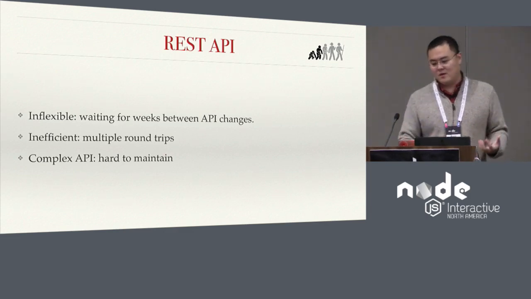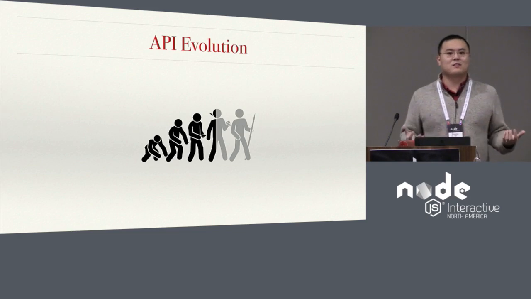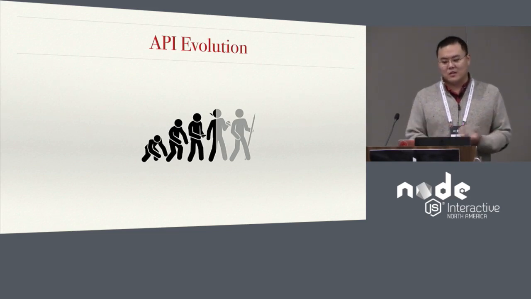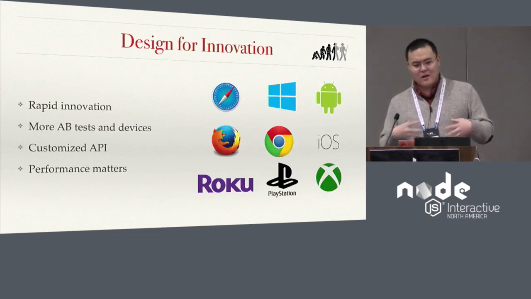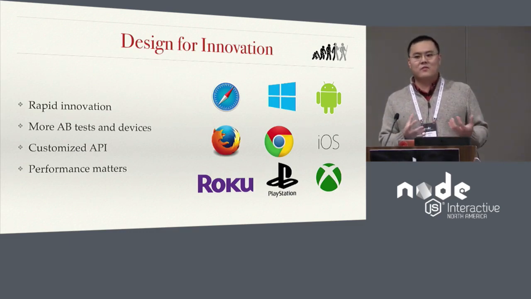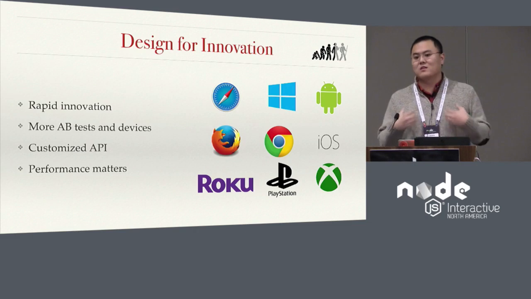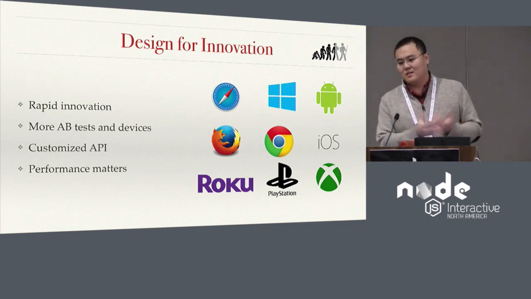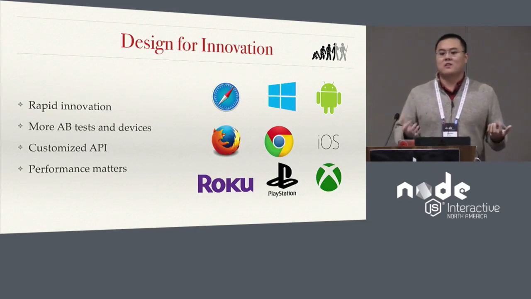So what do we do? What does the next step in our API evolution look like? Well, I thought I'd take a step back and talk about our ethos at Netflix, which is really to design for innovation. One of the places where we really differentiate ourselves, in addition to the amazing content and the great algorithms, is our innovative UIs.